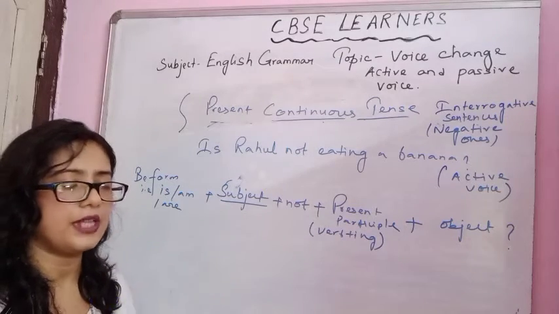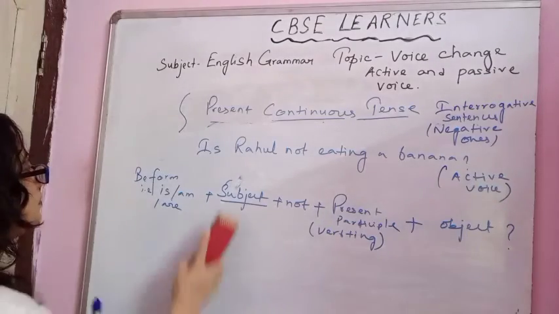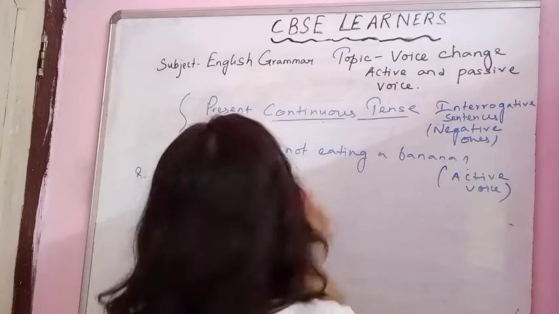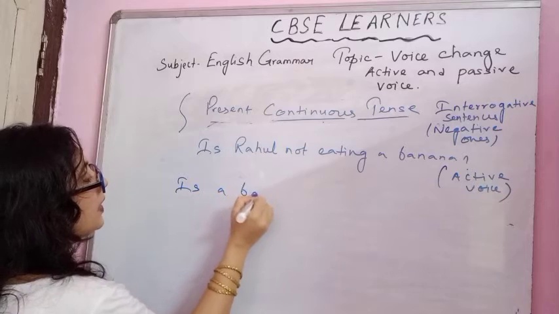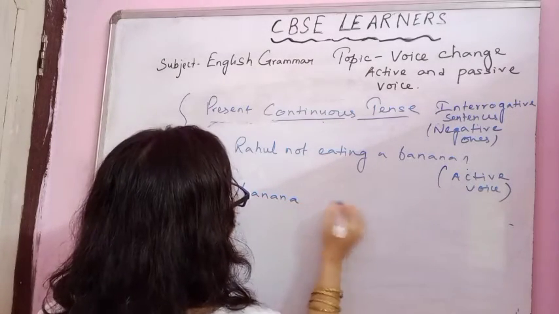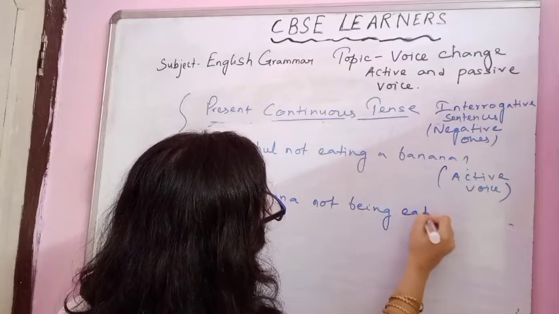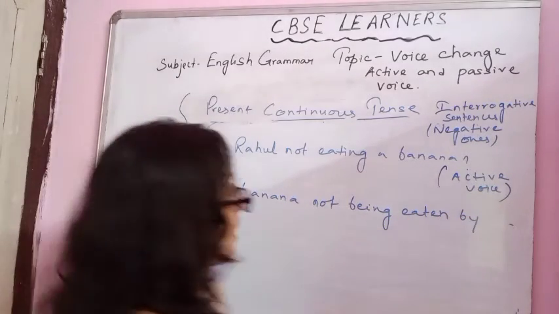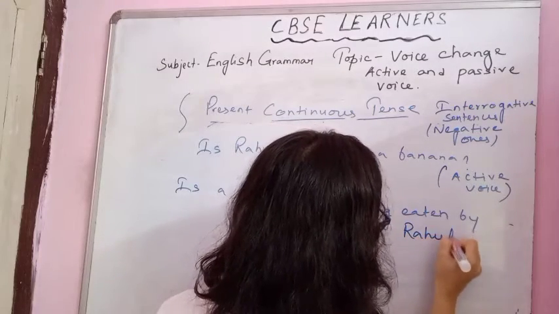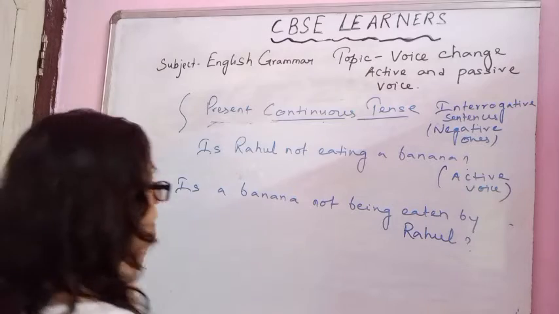Now in the case of passive voice, I know each one of you can do this one. So let's start. In the passive voice: "Is a banana not being eaten by Rahul?" Sometimes you can use "Is a banana being not eaten by Rahul?" or "Is a banana not being eaten by Rahul?" with a question mark.